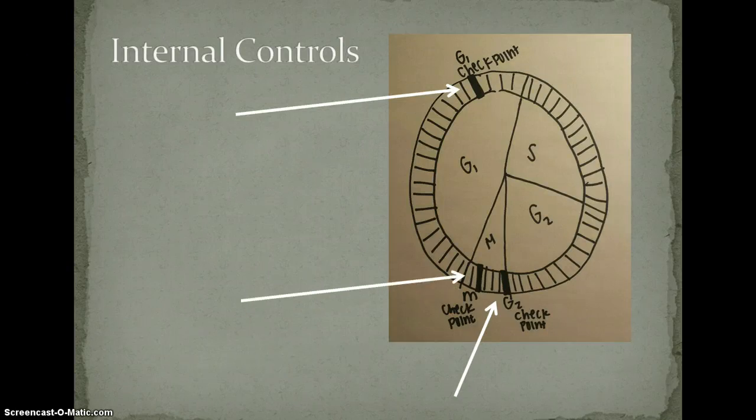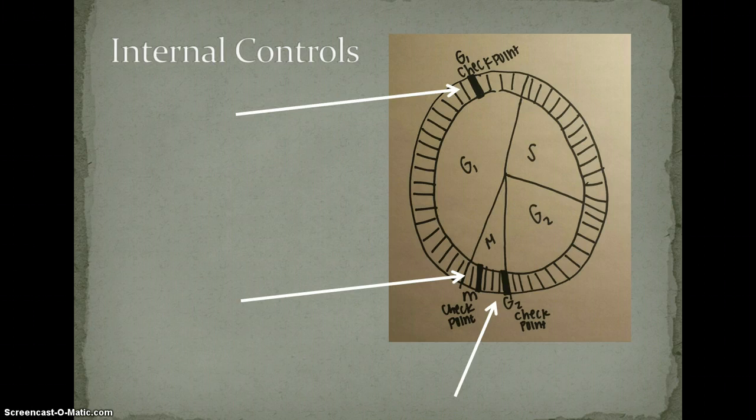So, as you can see, the 3 checkpoints right here. The G1 and G2 checkpoints are regulated by proteins or kinases in order to give that stop and go signal. If the kinase is there, then it'll give a go signal, and if the kinase is not, it'll give a stop signal. The G2 phase is actually regulated by one of the proteins we talked about earlier, the NPF protein, and we'll talk about that a little later and exactly what that does. And then the M checkpoint is just the final checkpoint.